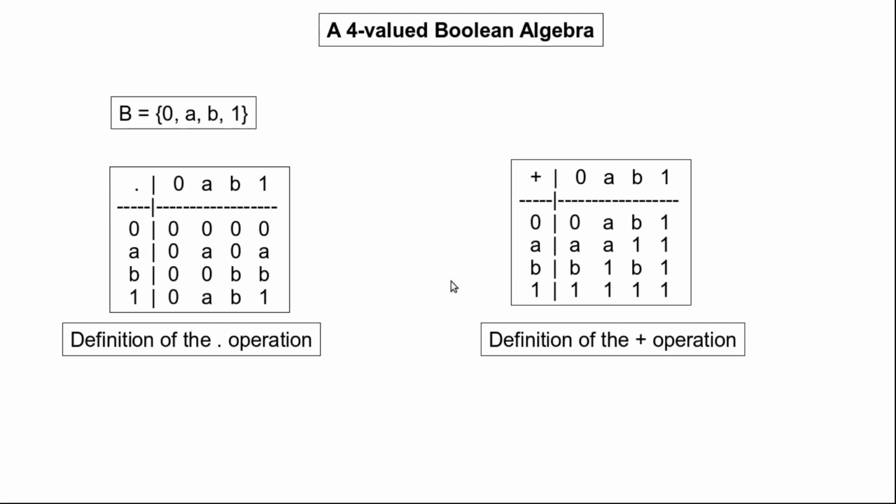For example, if you look at the commutative law, you will see that a dot b is equal to 0, and if it has to be commutative, then a dot b should be equal to b dot a. And now let us look at b dot a. b dot a is also 0. So a dot b is equal to 0 and b dot a is also equal to 0. So we can say that a dot b is equal to b dot a. So like that you can test out all the 6 conditions and you will see that these two definitions in fact satisfy all the 6 conditions, and hence this system is a 4-valued Boolean algebra.